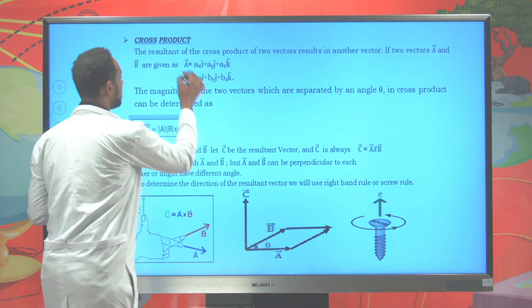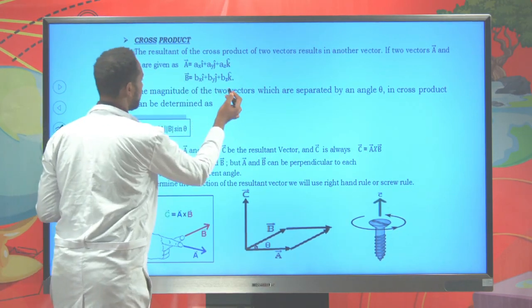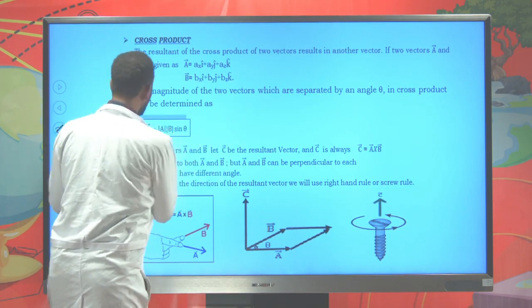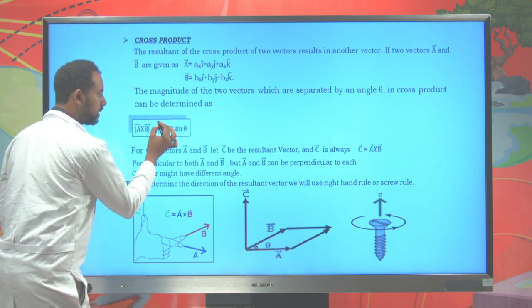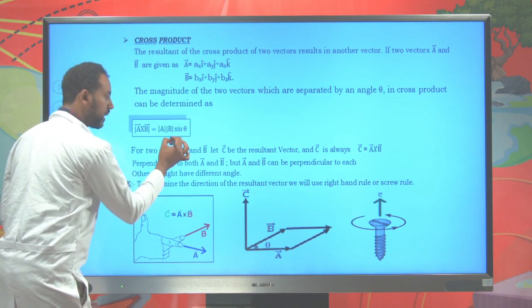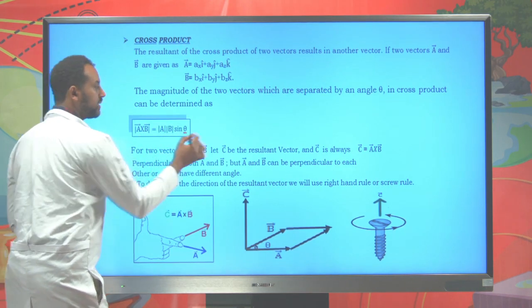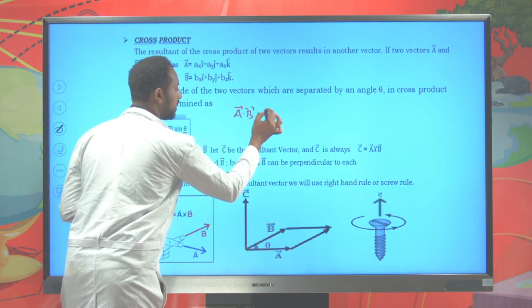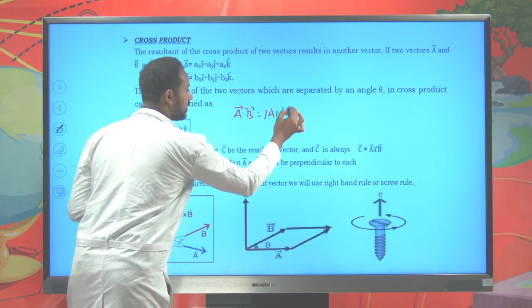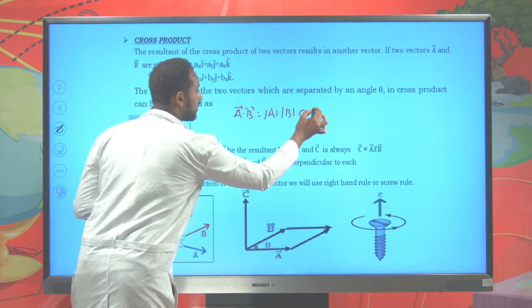Now let's take two vectors a and b, and the cross product of the two vectors. The magnitude of the cross product of those two vectors is given to be the magnitude of a, magnitude of b, sine theta. Previously, for the dot product, a dot b gives us the magnitude of a, the magnitude of b, cosine of theta.